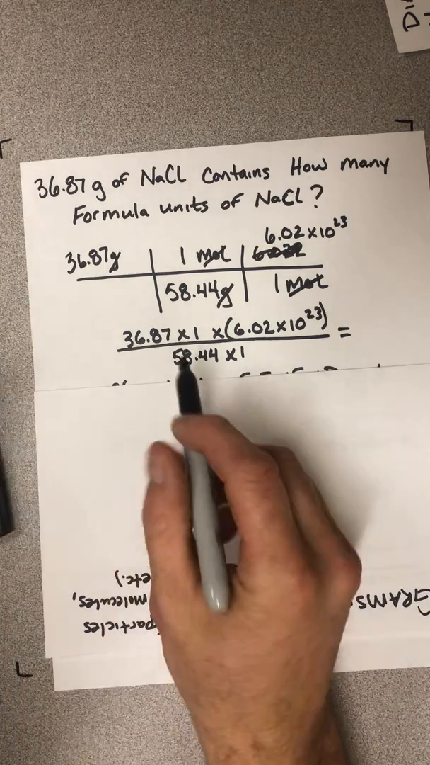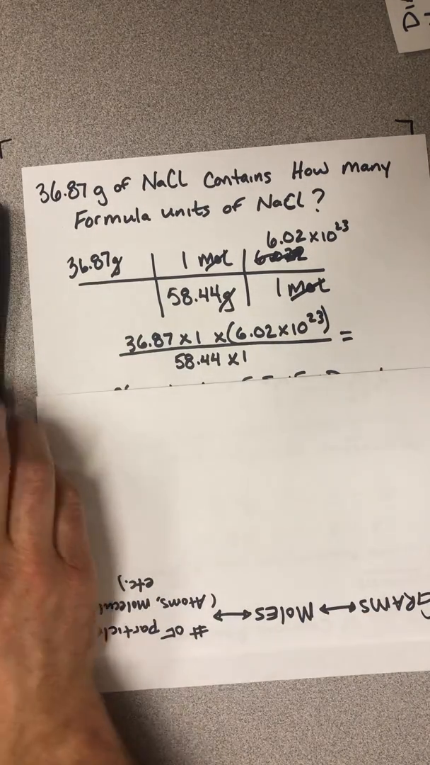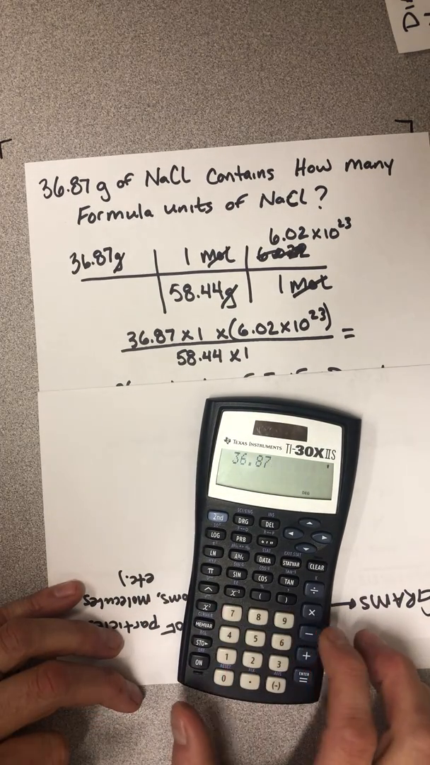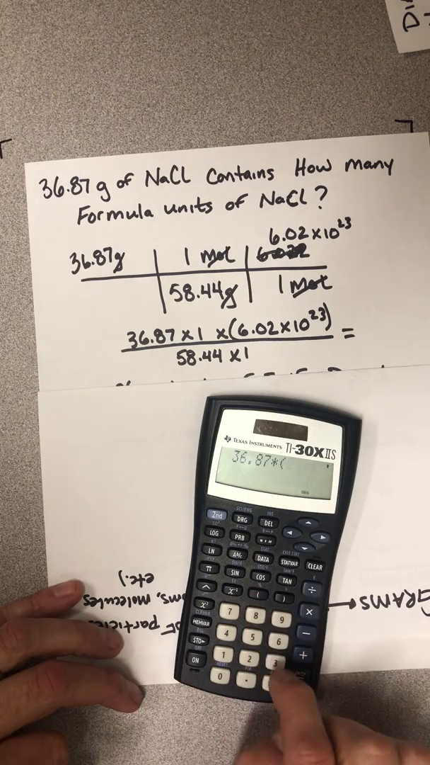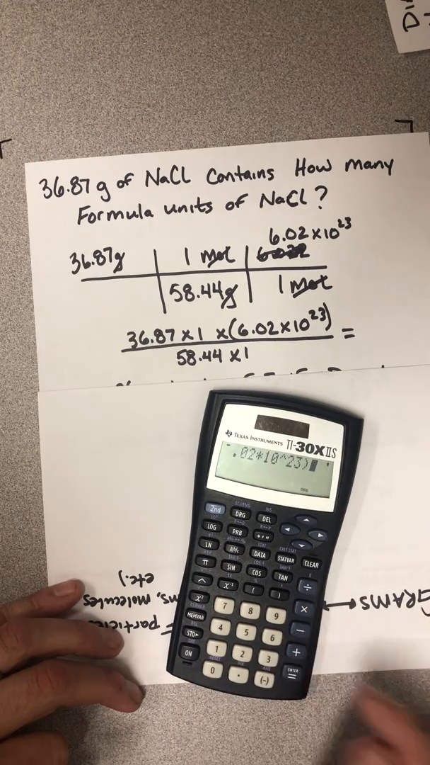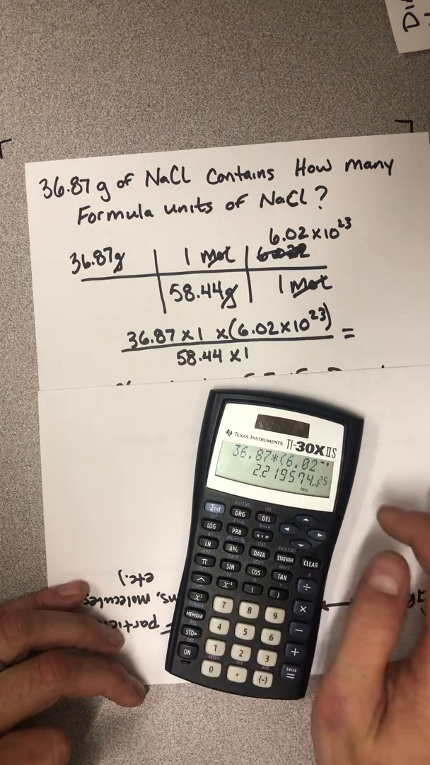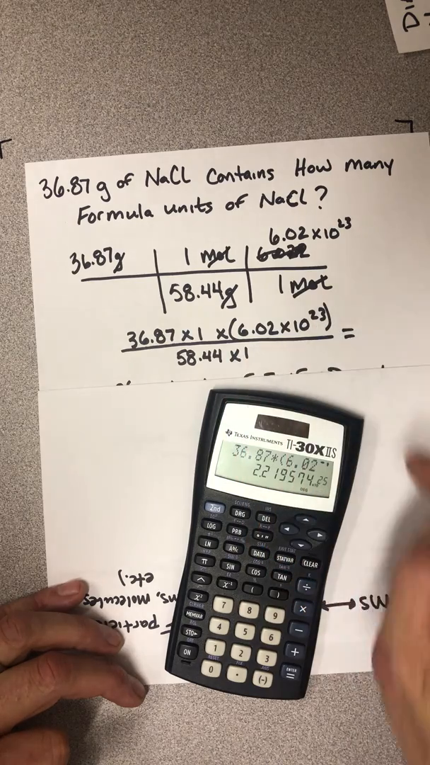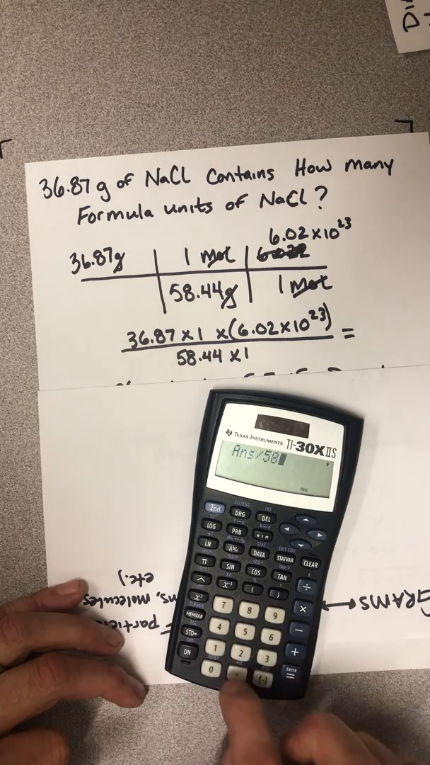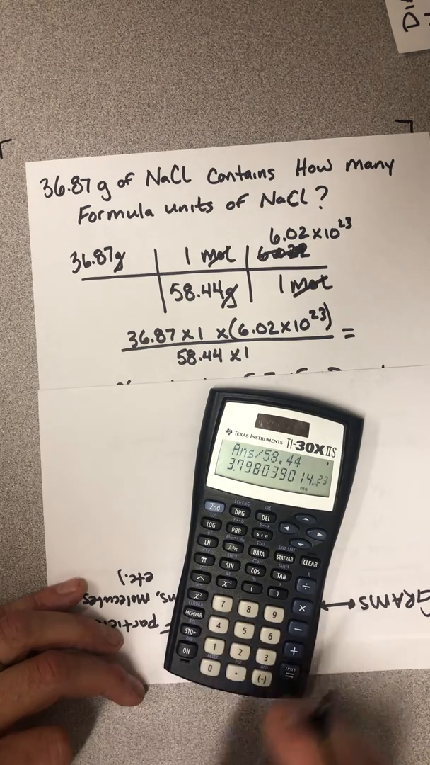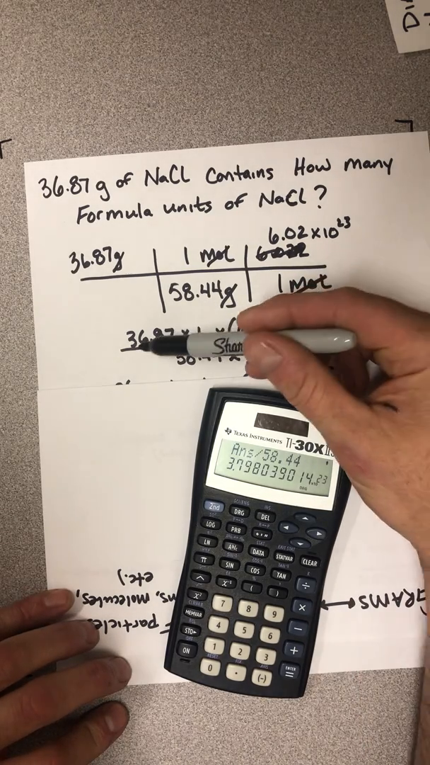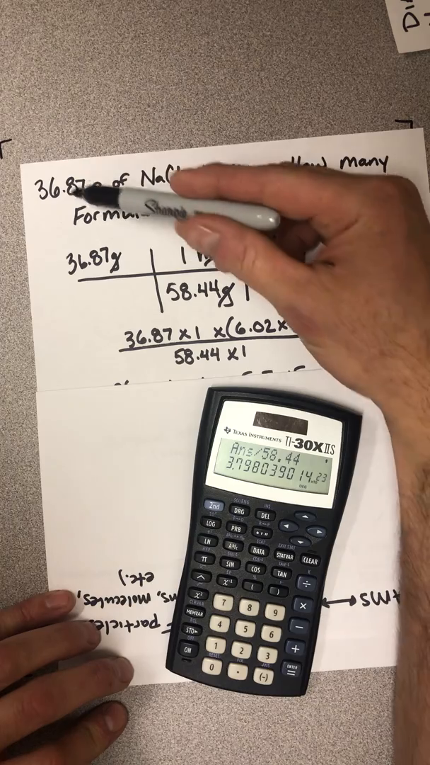So really what you want to do is calculate the product of the numerator. So we'll type all this stuff in, 36.87 times, in parentheses, 6.02 times 10 to the power of 23. And I hit the equal sign right here. This number is then going to get divided by the denominator down here, which is really just 58.44, and that gives us a total number of formula units here that we're going to have to round to 4 significant figures. That's the value given in the problem.